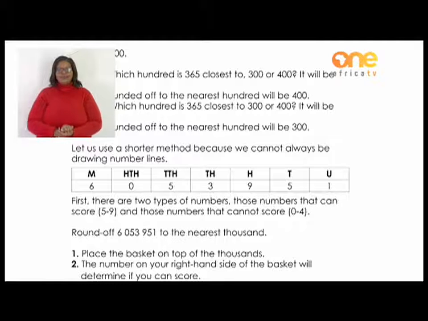So 365 rounded off to the nearest 100 will be 400. And when we look at C, C will be 328. And the same question goes, which 100 is closest to this number? And we'll say the answer will be 300. So in that manner, 328 rounded off to the nearest 100 will be 300. Let us use a shorter method because we cannot always be drawing number lines.